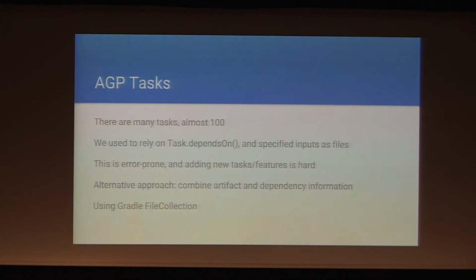When the number was way less, we used to rely on the task dependsOn API. You don't need to know what this actually does, but basically this is manual wiring of tasks. It's saying that task A depends on task B. And also we would specify inputs of tasks as files. Now this is very error prone, and adding new tasks and features was very hard, and refactorings would always introduce some bugs. So the alternative approach that we have taken was to combine both the artifact location, that is the actual file, and the dependency information. And fortunately for us, Gradle already has such an abstraction, and that's the file collection.